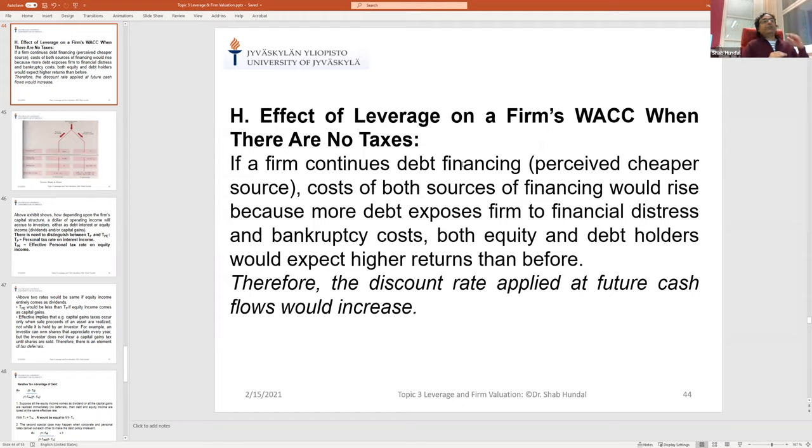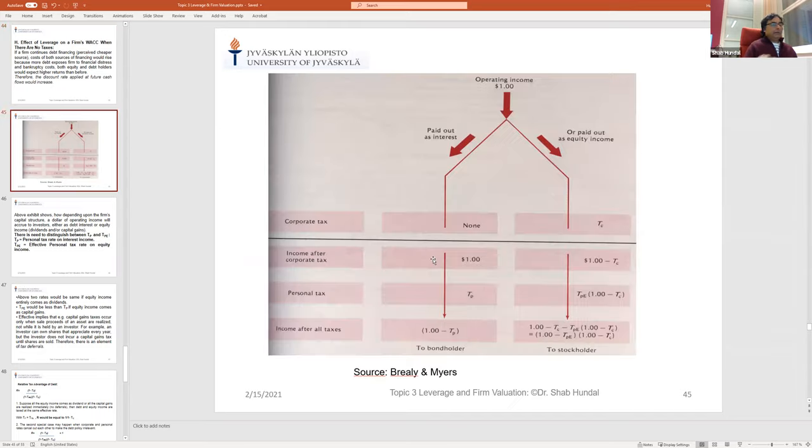So now, in G and H, I'm trying to come out of the fancy and the fantasy world of debt. If you see this screenshot, which I took from the Brealey Myers book, sorry, I didn't mention the edition, but this illustration is in every edition. Okay, start from the operating income. There is an amount which goes to the bondholders, the debt, and the equity holders.